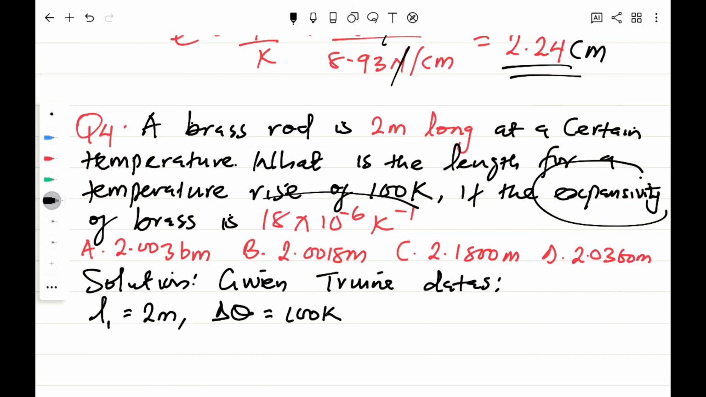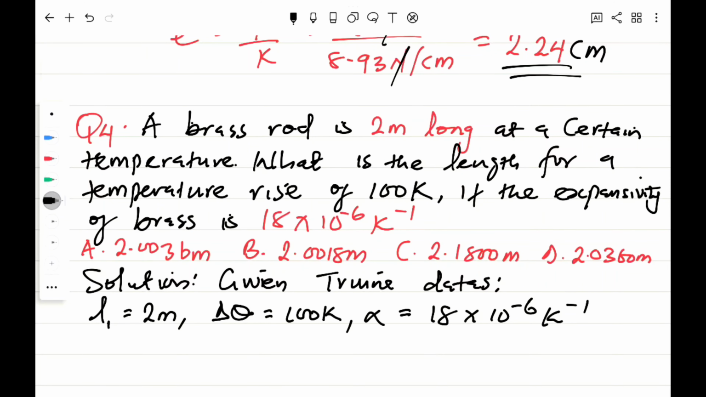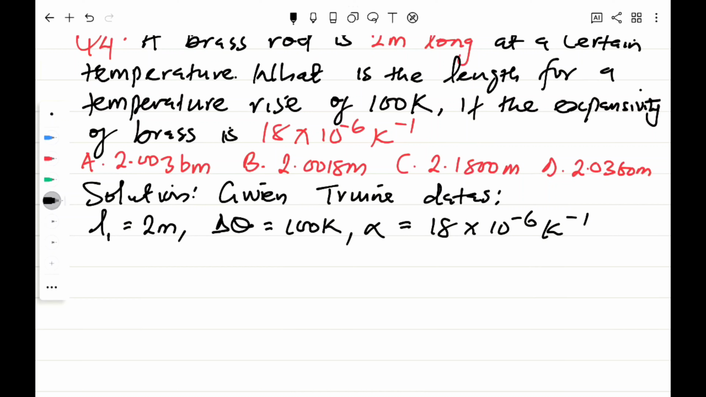Then the expansivity, so alpha, is given to be 18 times 10 raised to minus 6 per Kelvin. So that is our alpha. Always try to extract your data correctly, okay? It will give you an idea on how to source for your formula and how you can solve your problem.